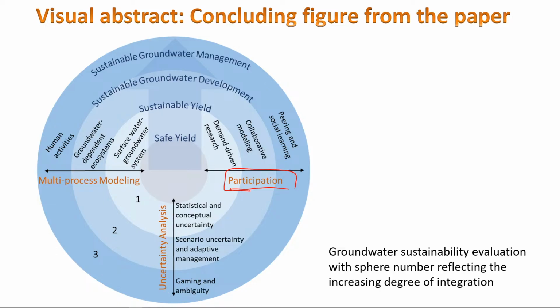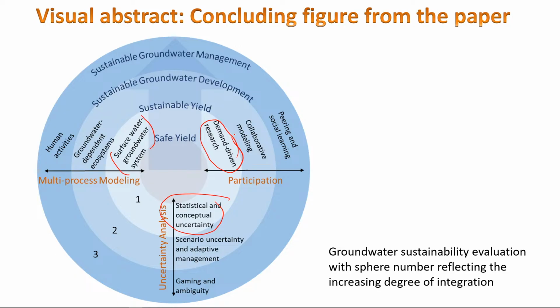So if I want safe yield, just safe yield, then I will present my surface water groundwater system in the modeling process. I will have statistical and conceptual uncertainty when I include my uncertainty. I will have demand-driven research. Demand-driven research, I will see, okay, this is something that the community is interested in. I will do it for them.